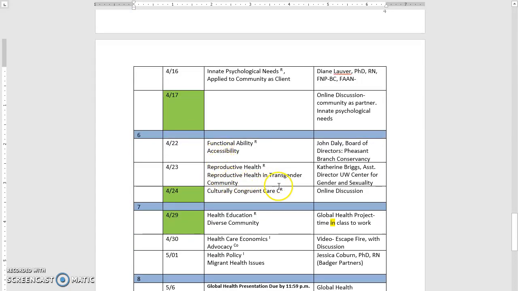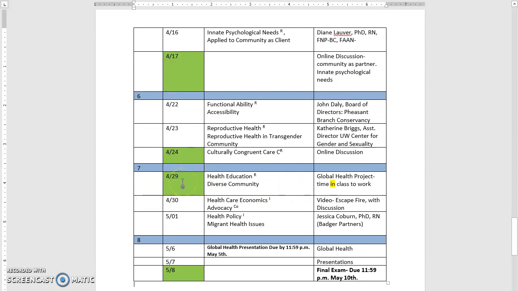Okay, so then we move on. Here's some other ones. Now, moving down to April 29th. The concept is health education in diverse communities. This was a time that I was going to give you in class to work on your global health project. Okay, I listened to feedback that you had given that you really don't like having to come to campus and sit there and work as a group. You're adult learners. I'm going to honor that, and you can find the time to work together on your global health project, keeping in mind that it is due in about a week, okay? But I'm giving you that time then outside of class, okay?